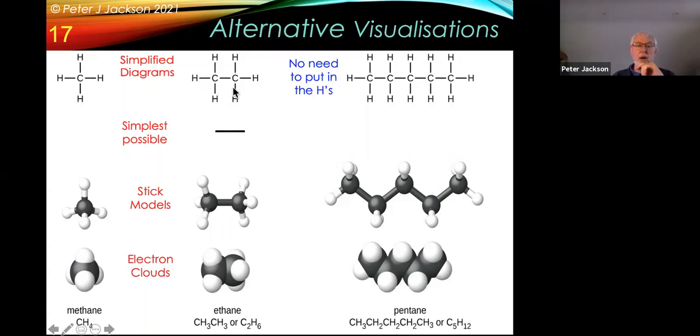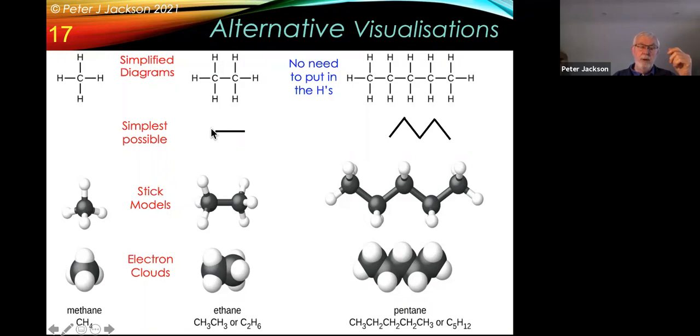I can show ethane as simply a stroke. I can show pentane as 4 strokes. How can I do that? Well, if everyone accepts that at the end of each line there is a carbon atom, carbon and carbon, and that each carbon has got 4 bonds. Therefore, there's a carbon here at the end.